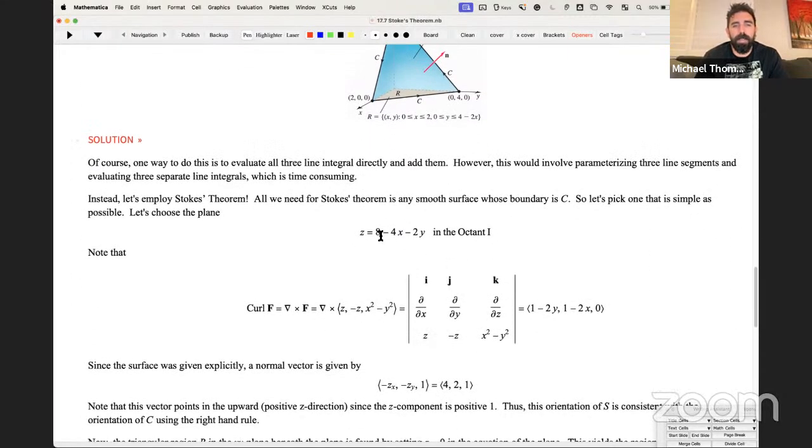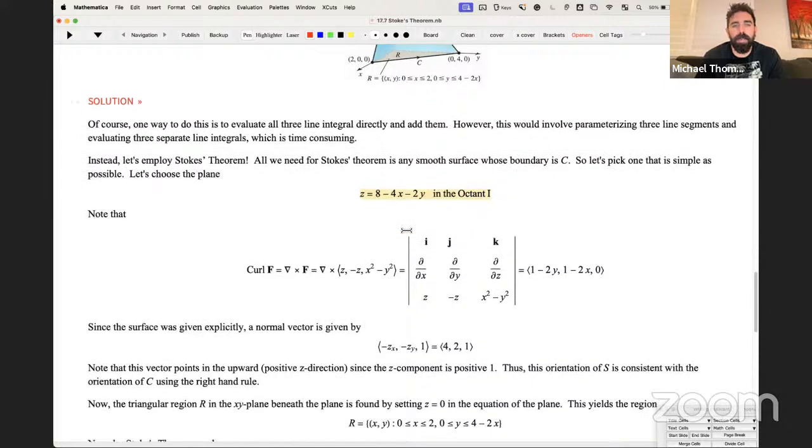All right, so let's see. We're going to do this explicitly. Okay, so let's find the curl of F. We find nabla cross F. There's nabla cross F. Go ahead and evaluate, and there's our curl vector.